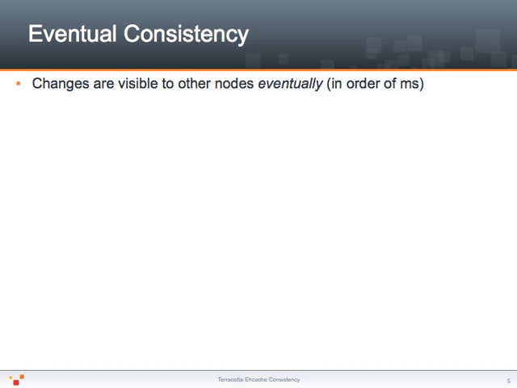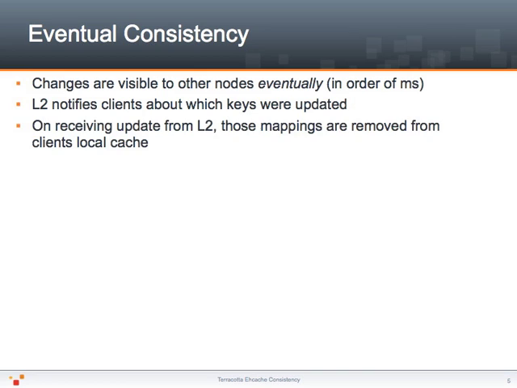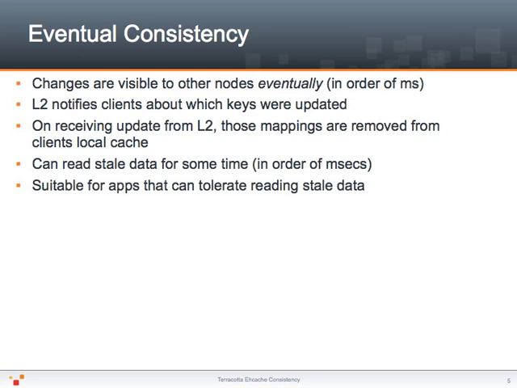Eventual consistency. With eventual consistency, changes made by any node are visible throughout the cluster eventually, which is normally in the order of milliseconds. When changes happen, the Terracotta server, which is called the L2, notifies the clients about which keys were updated, and the clients, which are called L1, upon receiving the notification from the L2, remove those mappings from their local cache. There is a small window in which, even after some other client has updated the values and before the L2 has sent out the notification for those updates, the client can still read stale values from its local cache. So, eventual consistency is normally suitable for apps that can tolerate reading stale data for some time.